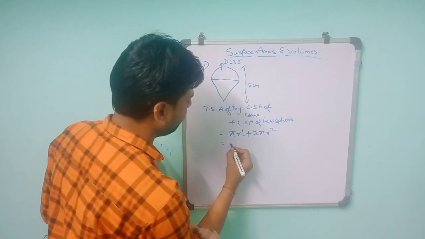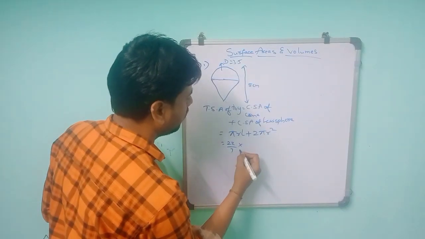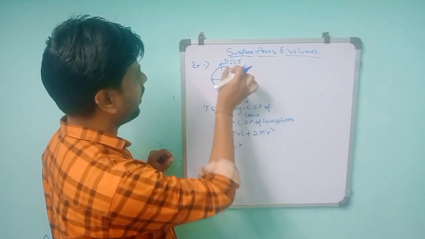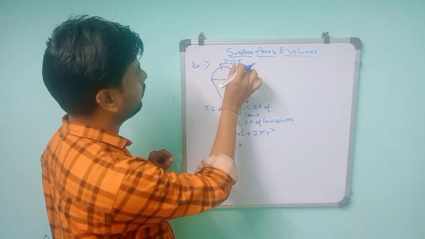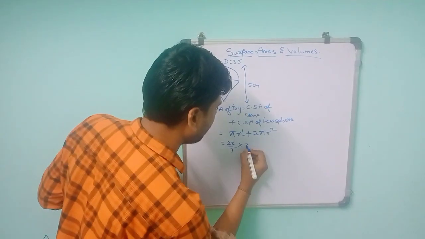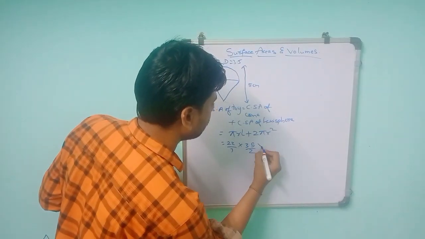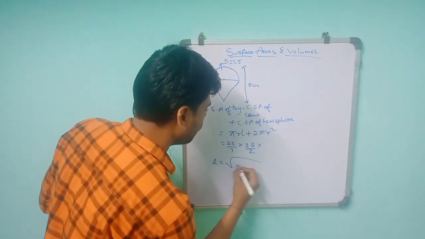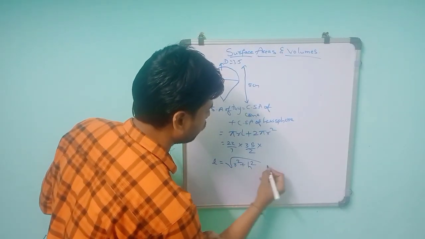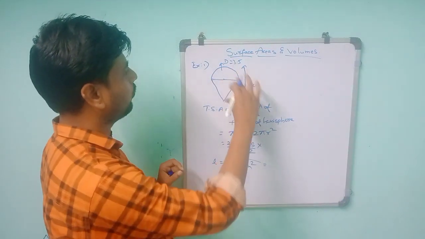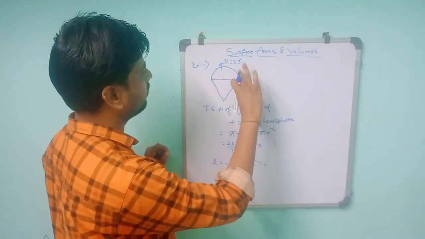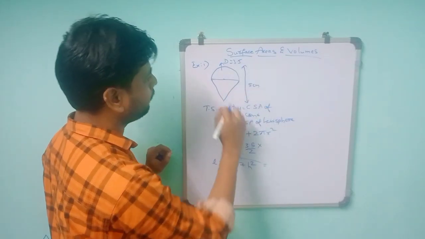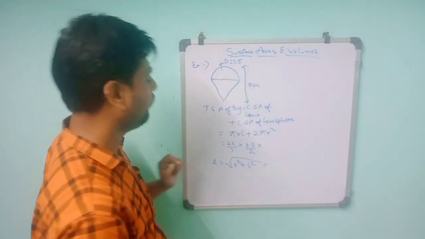Then pi, as you know, is 22/7, and r: the total height is 5 and the diameter is 3.5, so the radius will be 3.5 by 2. Then you have to calculate l. For l there is one formula, that is root of r square plus h square. The h is the height of the cone, which is this much only. This is the total height of the toy, so the height of the cone will become 5 minus 3.5 by 2.